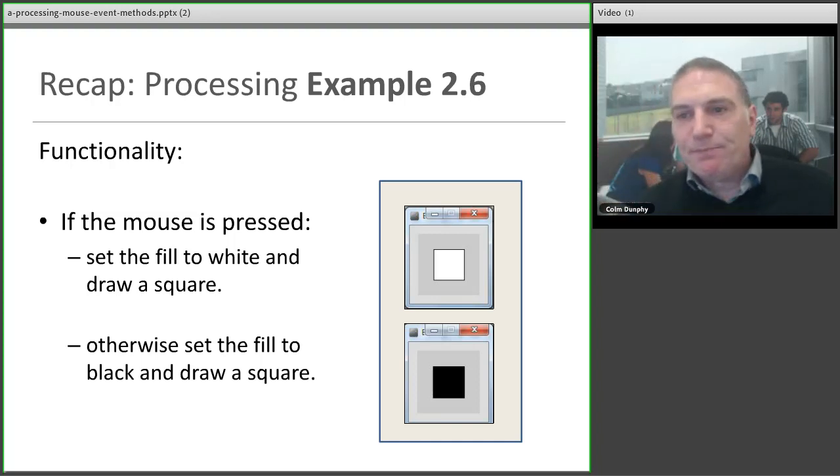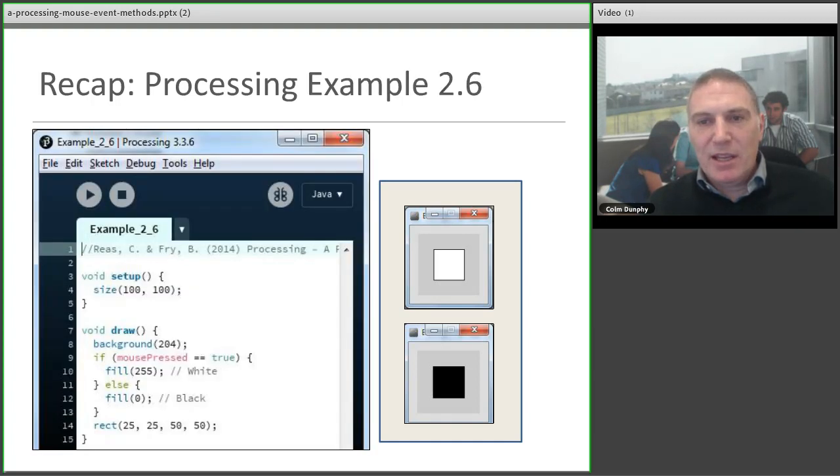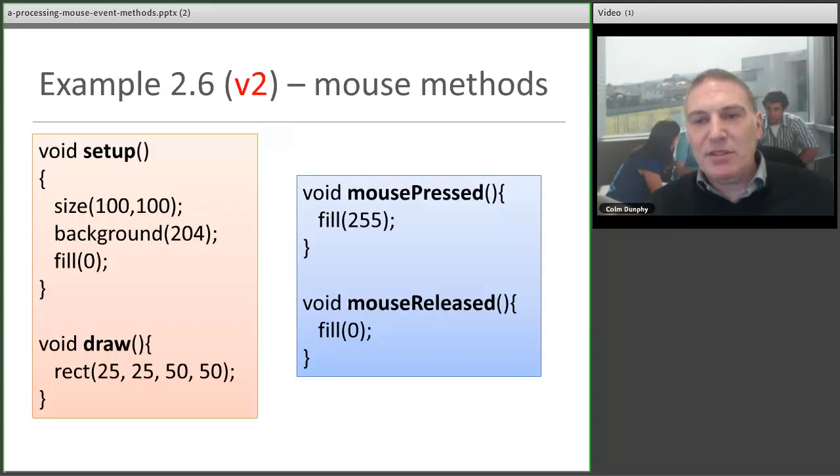Here's another example. We had a program where if the mouse is pressed, set the fill to white, otherwise set the fill to black. This is the code you wrote last week. Again, the key part of it was the if statement. And if we implemented the same code this week using the draw method and then our mouse event methods as well.